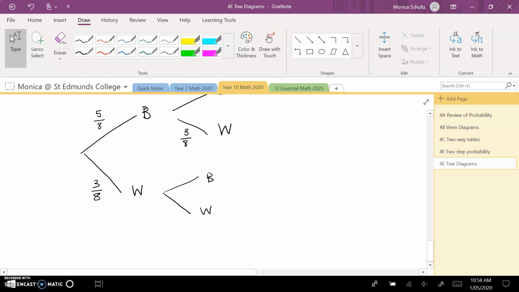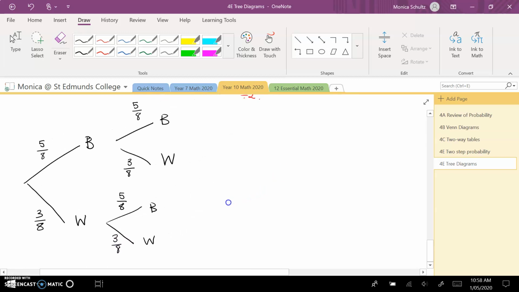So the second option is in the first draw, I pick out a white marble. So I pick a 3 on 8 chance. I put my white marble back in, and then I grab a blue marble for a 5 on 8 chance. And then my last option is that I pick a white after I've already picked a white. But this will still have a 3 on 8 chance because I put that first white back into the bag.